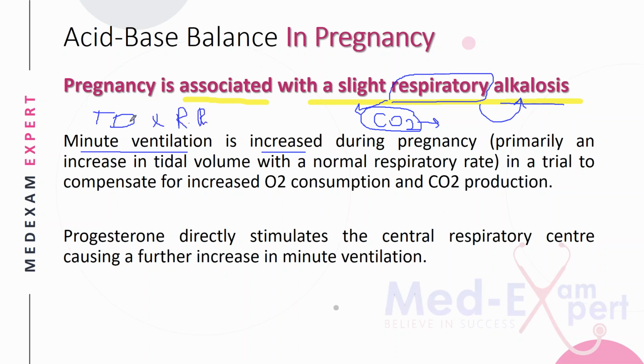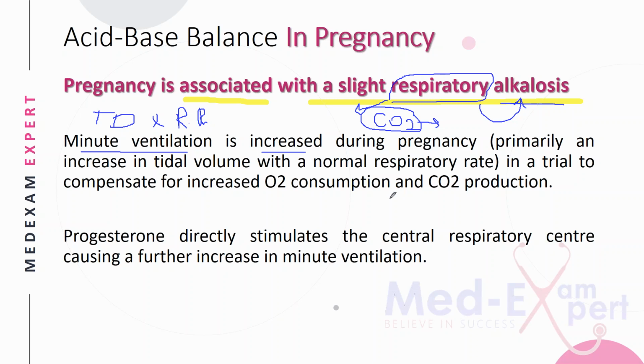The tidal volume is the normal amount of air which goes in and out during normal quiet respiration. When I multiply it by the respiratory rate, I get the minute ventilation. In pregnancy, the respiratory rate usually is the same, it's not changing, but the tidal volume is increased. That's why the minute ventilation is increased.